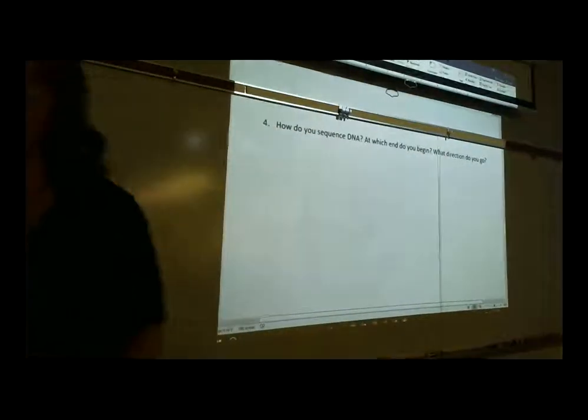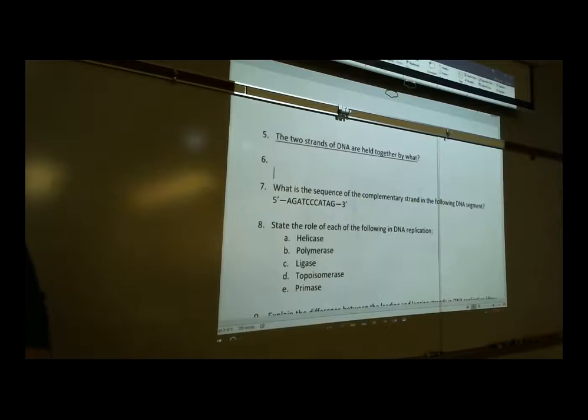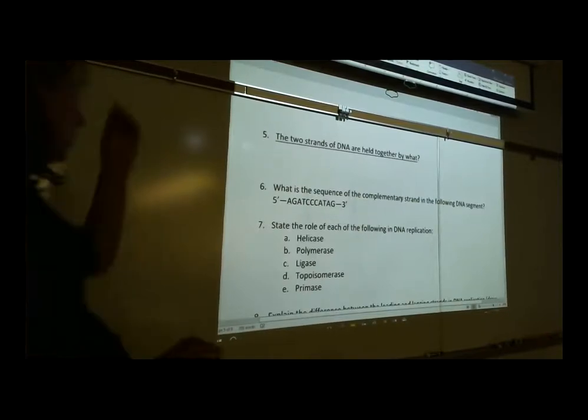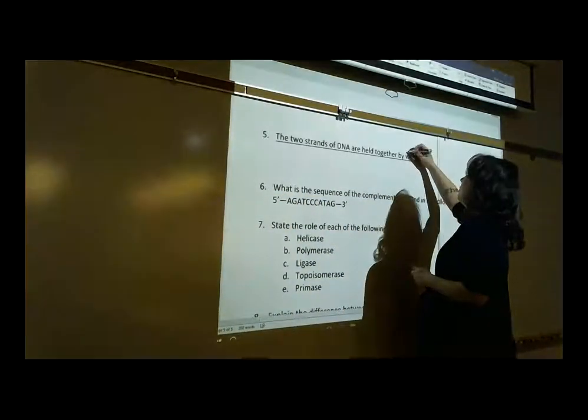All right. Number 5, I don't think I need to skip a whole page for that because that's pretty easy to answer. Don't need a whole lot of room. 2 strands of DNA are held together by what? Held together by hydrogen bonds.